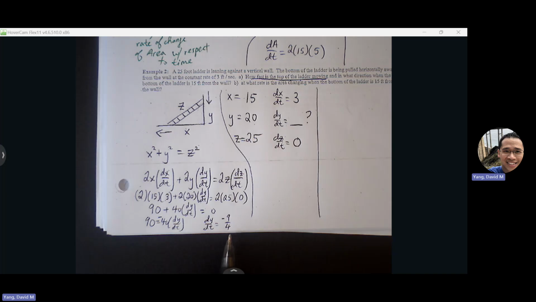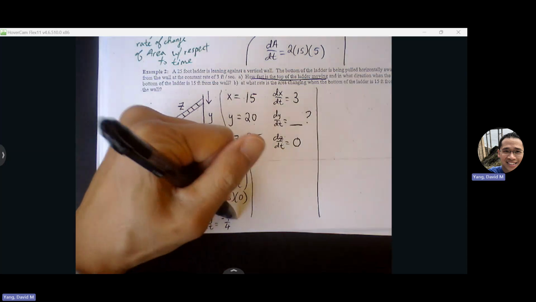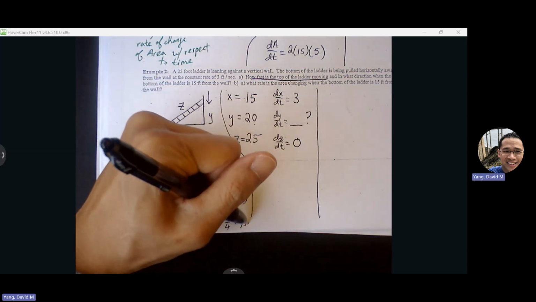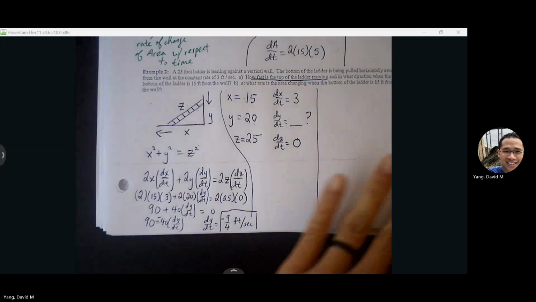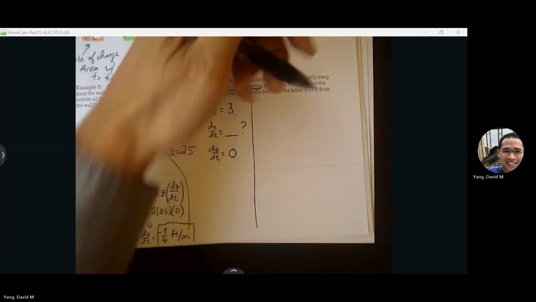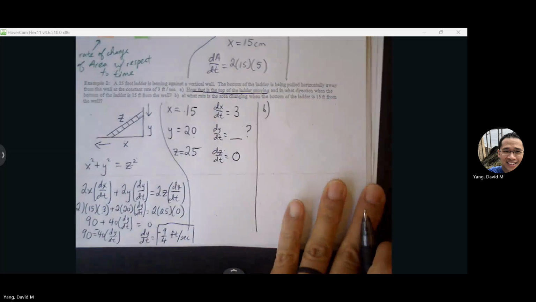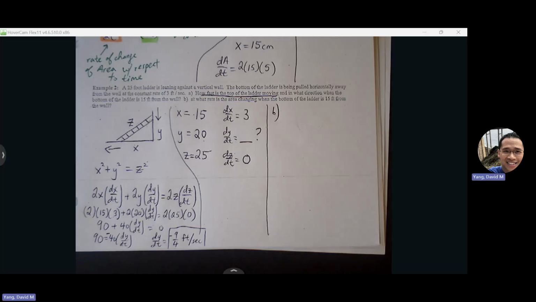So when I cleaned everything up, I got -9/4. What is our unit of measure going to be? And again, if you are not sure, look at your variable and look at what each of the variables' units are. So y is in terms of what? Feet. Time is in terms of seconds. So that's going to be your units. So feet per second. Okay, any questions with part A?